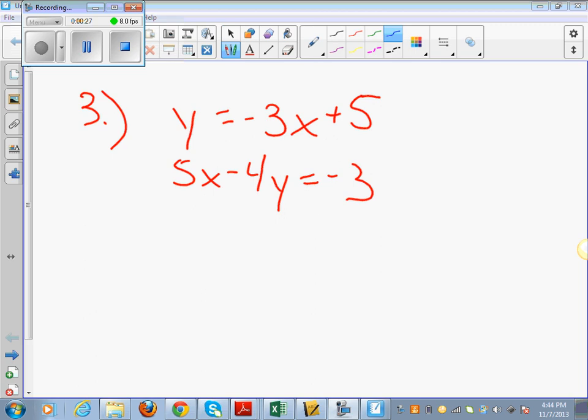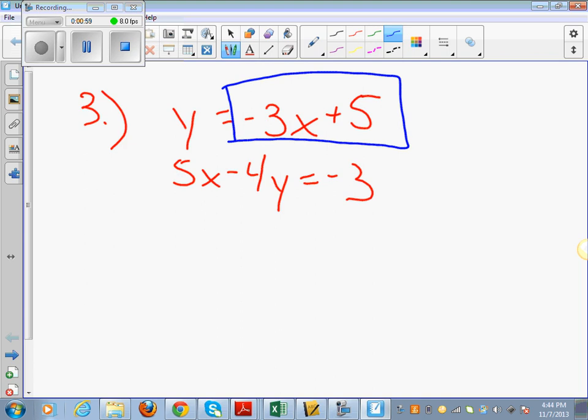So I want to start with question number 3 on tonight's homework. We've got y equals negative 3x plus 5 and 5x minus 4y equals negative 3. So our first equation, y equals negative 3x plus 5, is already written so that we have the y by itself. Because remember, we want one equation that is either y equals everything else or x equals everything else. So we have that already.